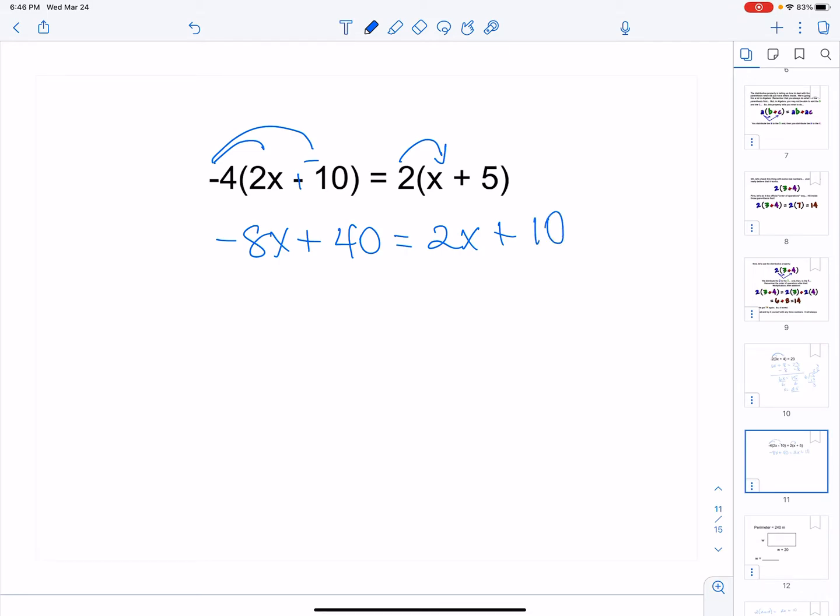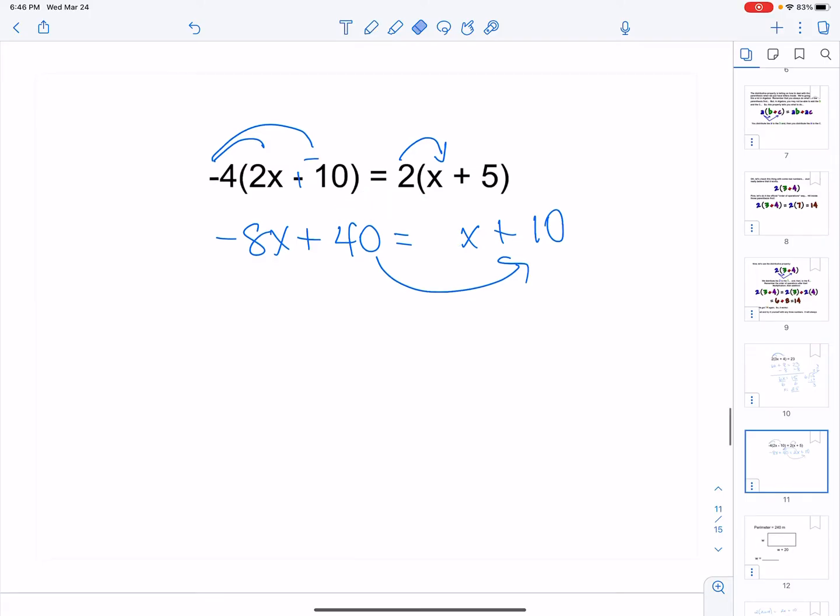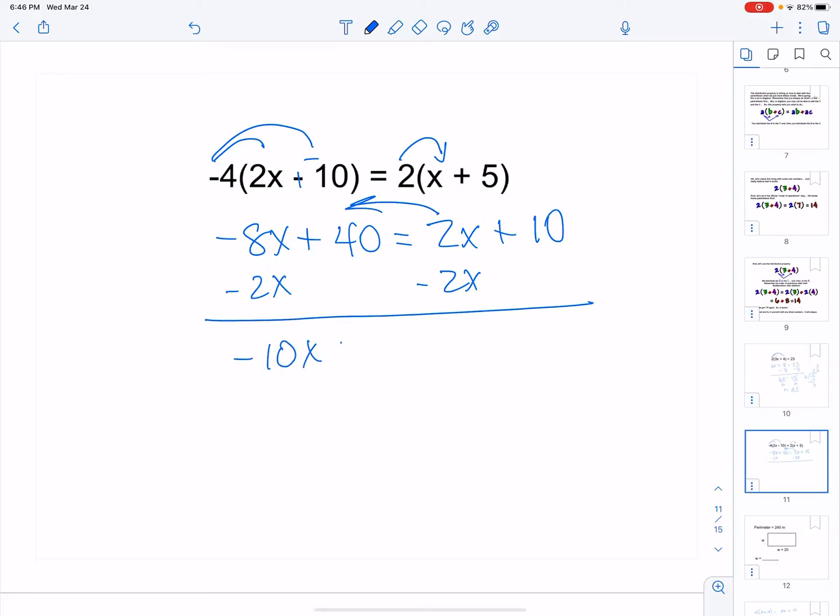Now, this problem looks just like one of those questions we did earlier. Get your letters on one side, get your numbers on the other, and solve. That's all we got to do. Oh, I erased my 2 there. Okay, so here we go. I'm going to move this 2x over to be with the 8x, so I subtract 2x from this side and subtract 2x over here. Negative 8x and negative 2x make negative 10x, plus 40 equals, my 2x's cancel out, and I'm left with 10.